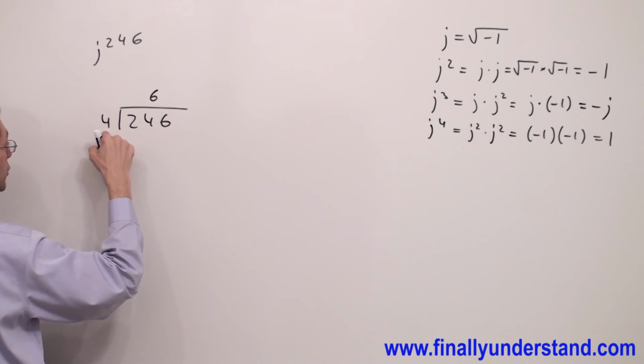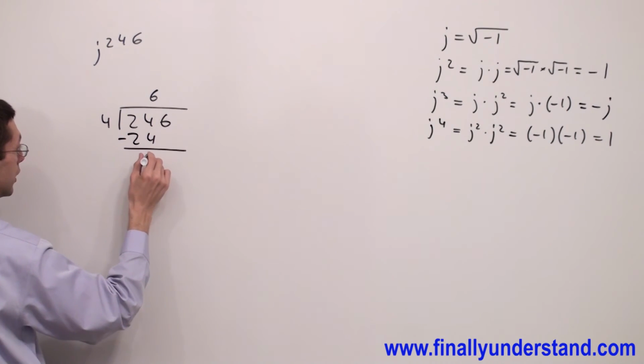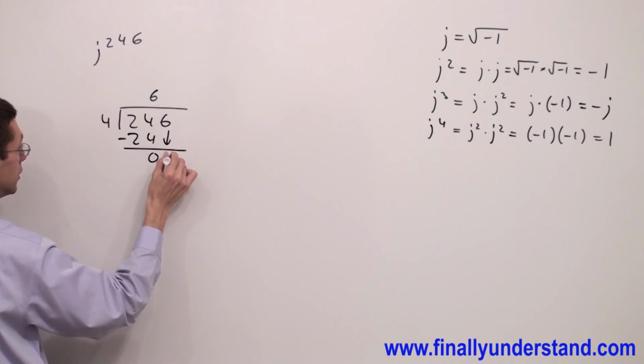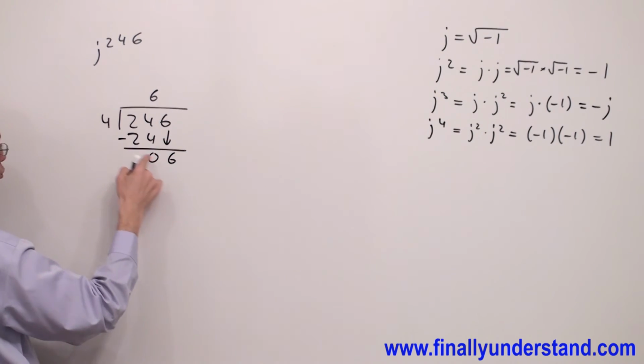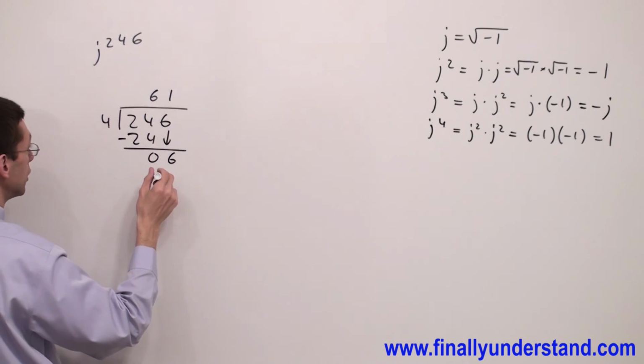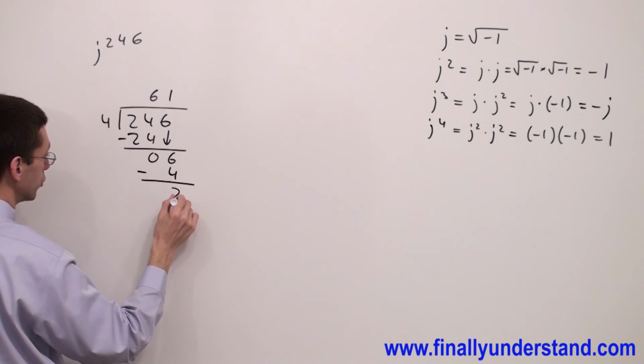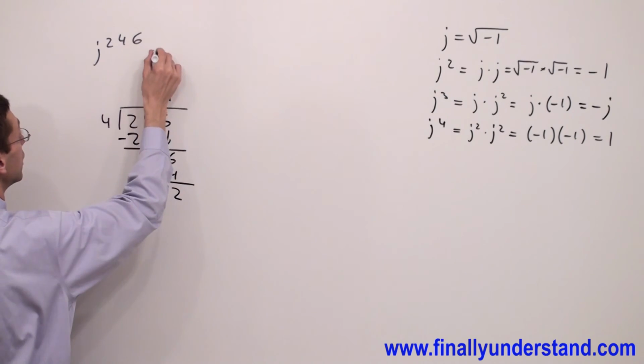6 times 4 is equal 24. Subtract. We have 0, bring down 6. How many times 4 goes into 6? Once. 1 times 4 is equal 4. Subtract, we have 2. And this is the exponent for my j.